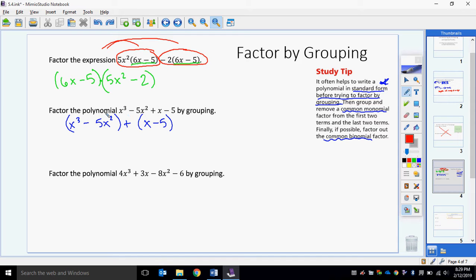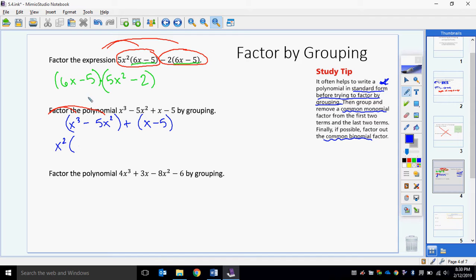But if I group them together, if I lump them together, then I can take out something from this first grouping. What can I take out that's in an x cubed and in a negative 5x squared? Well, if you think about it, x squared could fit into the second part and x squared could fit into the first part. They don't have a common 5, right? There's not a 5 here that I could factor out. So the only thing I can do is take out x squared.